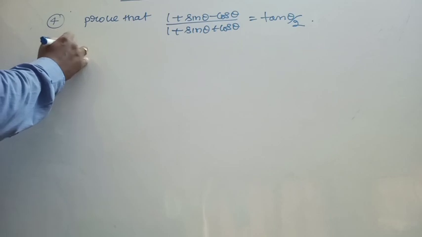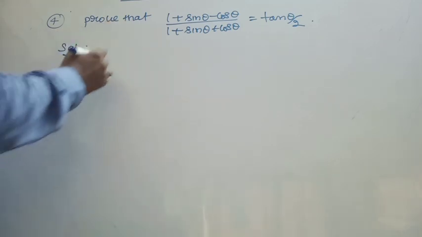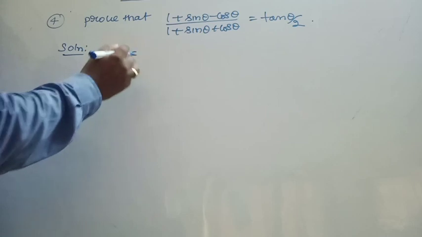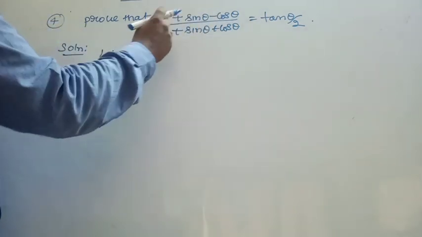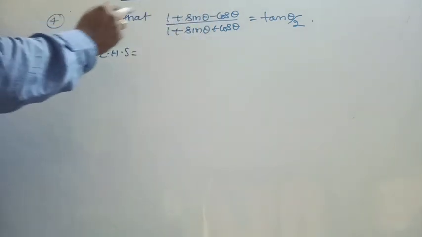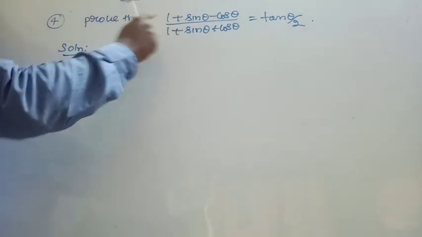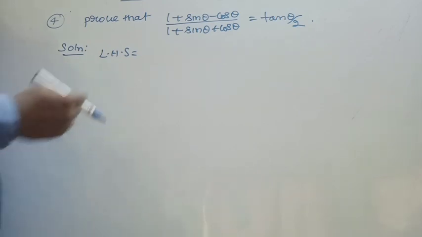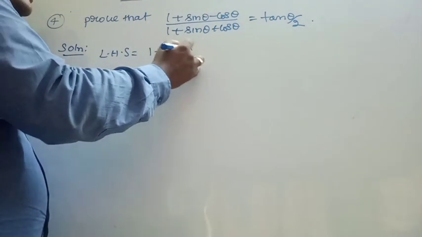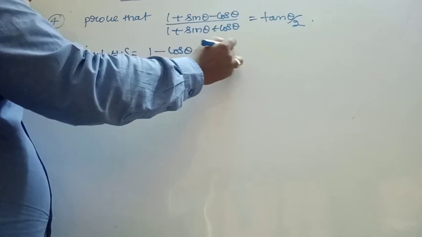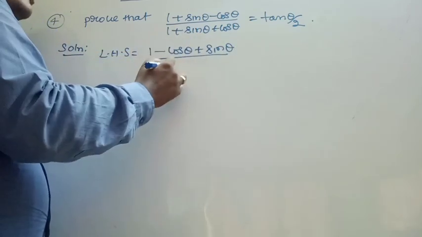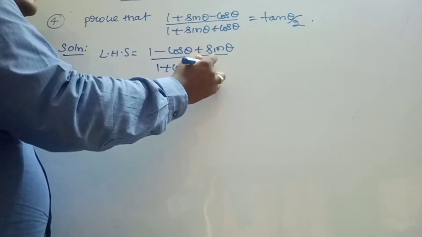Now we have one more interesting problem, my dear students. See how we are going to do it. I am reading once again: prove that 1 plus sin theta minus cos theta by 1 plus sin theta plus cos theta equals tan theta by 2. Let us take the left hand side, my dear students. Here also we rearrange the terms, right? I am going to take first 1 minus cos theta plus sin theta, divided by 1 plus cos theta plus sin theta, like this.